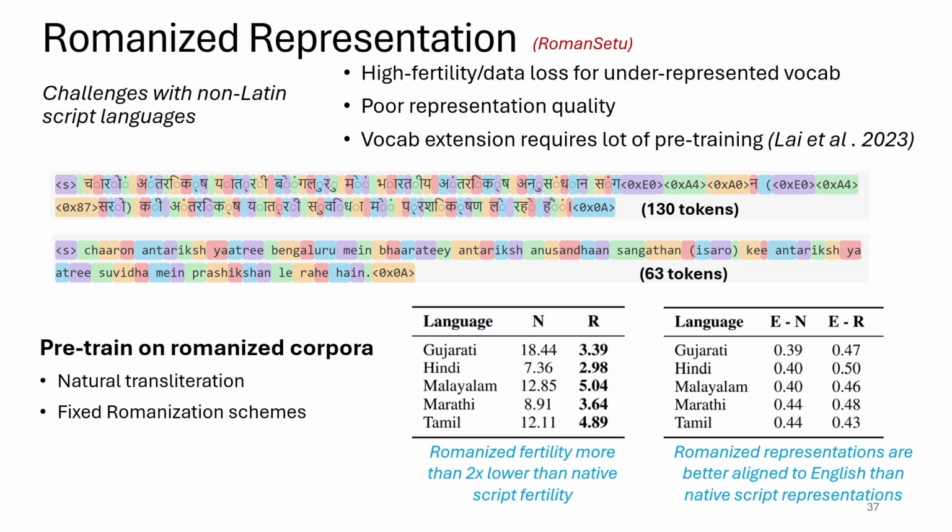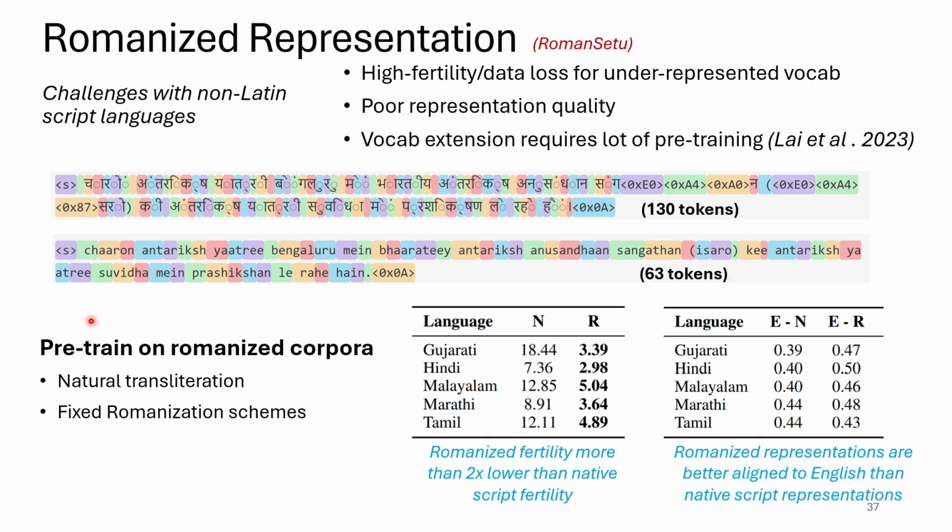Romanized representation has been explored. As we already discussed, using non-Latin scripts is challenging because the fertilities can be very high, and we have seen the limitations of high fertility, etc. Now, if you look at this example here, this is a Hindi sentence in Devanagari script as well as Roman script. The Devanagari script results in 130 tokens, whereas the same LM, in this case Llama 2, results in just 63 tokens for the Romanized representation. So you can see that immediately there is a drop in the fertility, which is good.